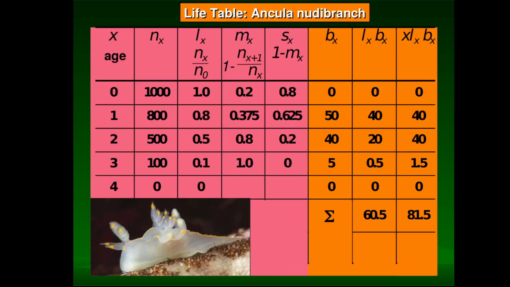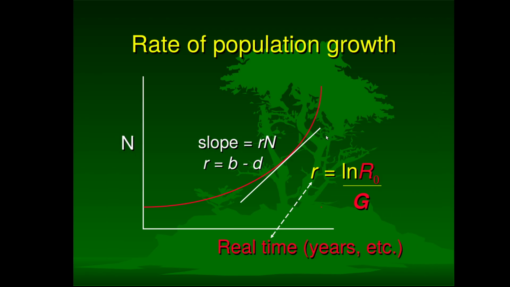So this makes sense from the life table. Most births are between ages 1 and 2. So 1.3 seems to be about right. So what is our instantaneous rate of increase? What's the slope of this curve in real-time units, which in this case would be months?